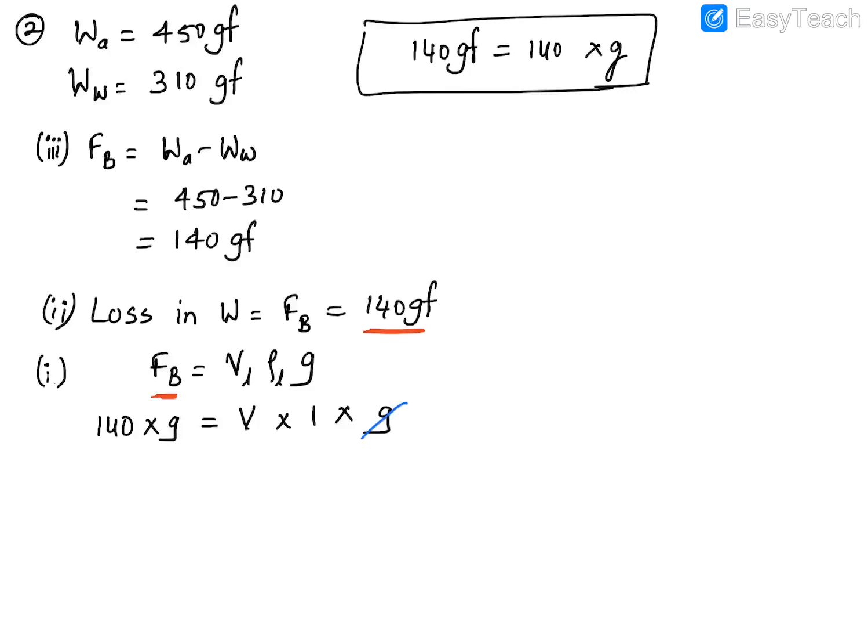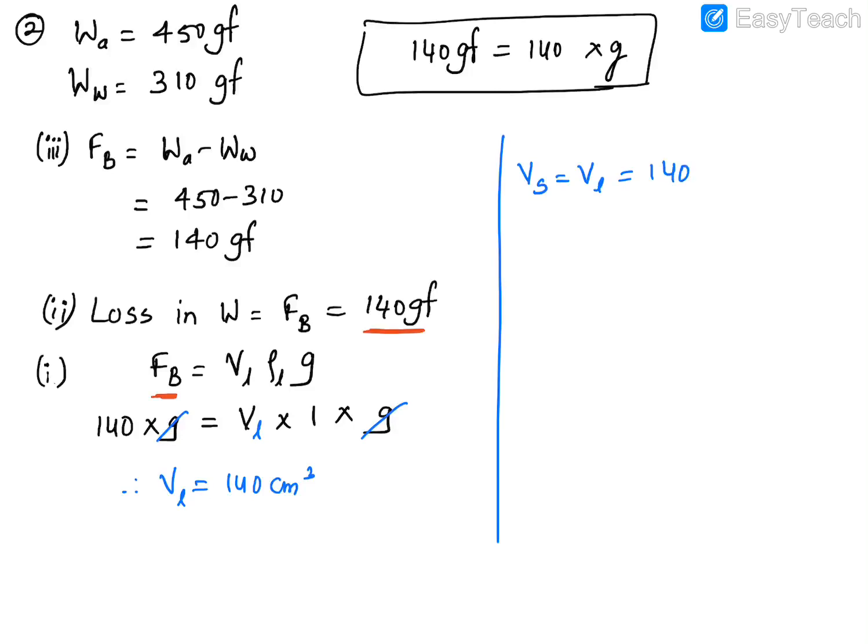Now it's easy. You can just cancel G and G. So therefore, volume is equal to 140 cm cube. But notice this is your VL. What if they asked us to find the volume of the body? We can write the statement that volume of a solid is equal to volume of liquid displaced is equal to 140 cm cube. What will be the reason? Because the body is completely submerged. So remember, whenever a body is completely submerged, this will always be applicable.